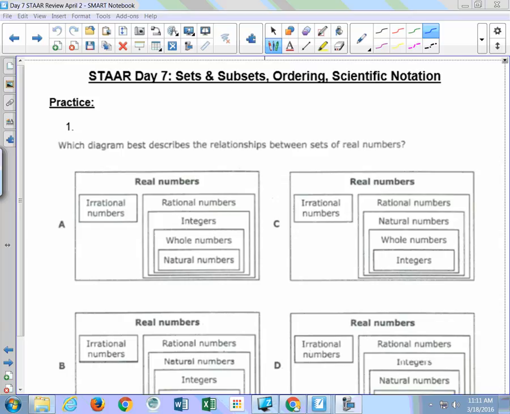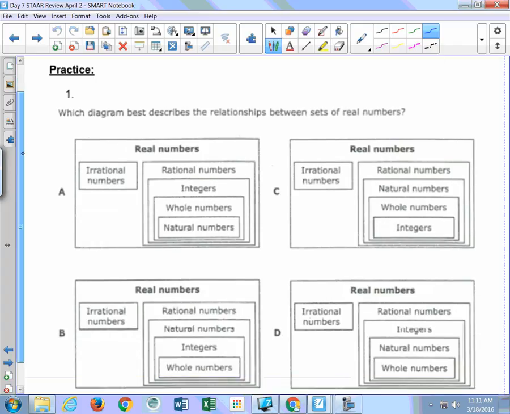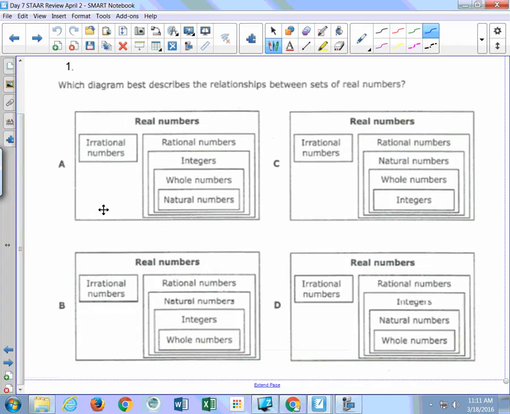All right, starting day 7, sets and subsets, ordering, and scientific notation. Using your folder, you can look to see which one of these diagrams is the correct one for real numbers. It is natural numbers first, then whole, integers, and then rational. So that's one you can just pick from your folder notes.